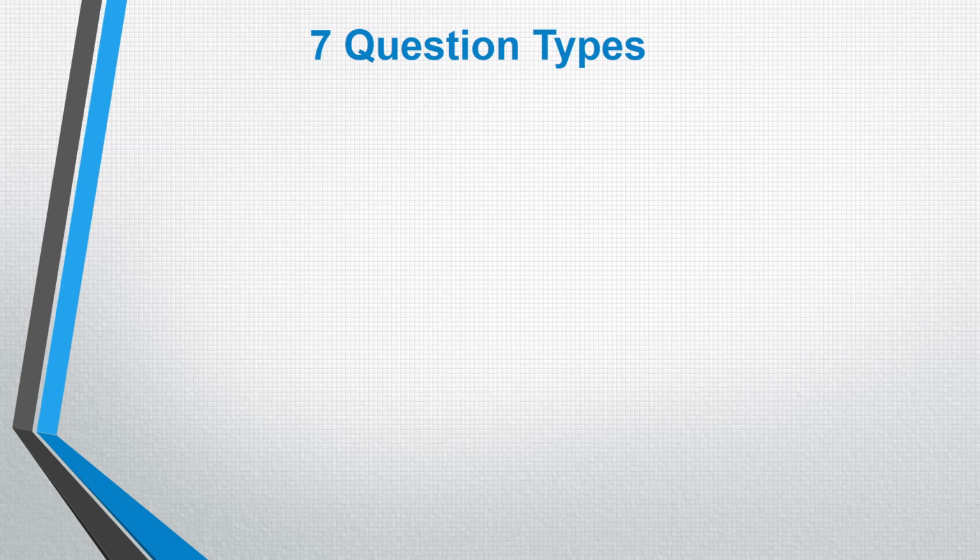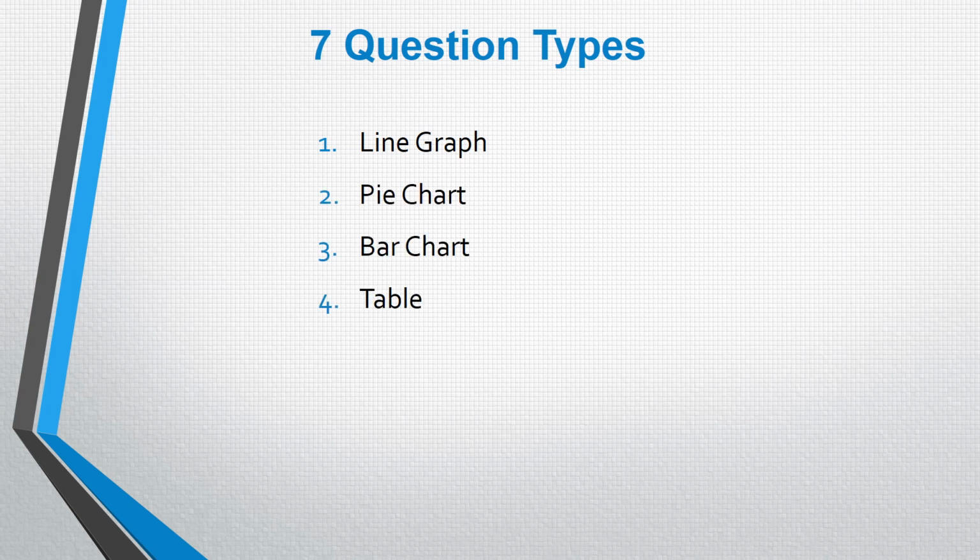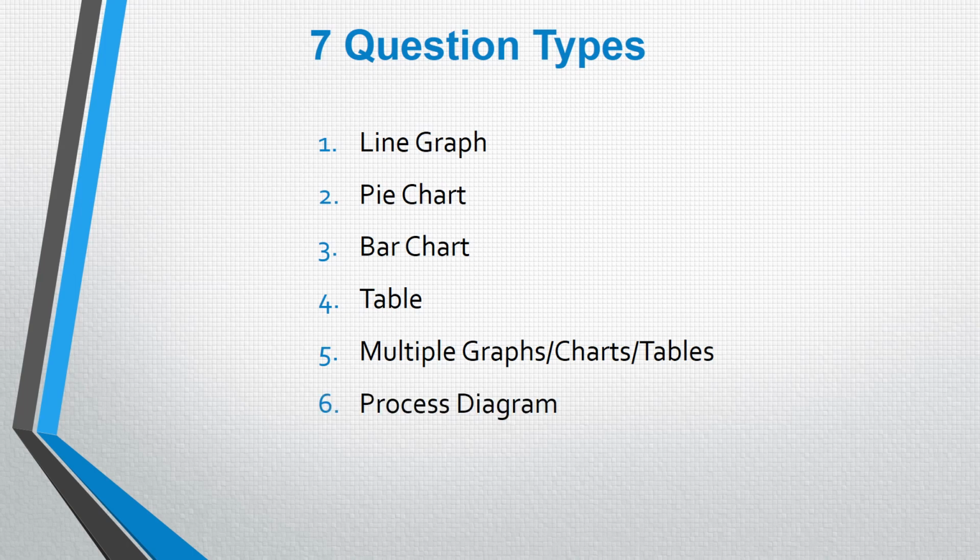Here are the 7 different question types that you may face. You may be given a line graph to summarize, a pie chart, a bar chart, a table, or a combination of 2 or more graphs, charts, or tables. You may also receive a process diagram to summarize or a map to summarize. You could get any of these different question types, so it's important that you prepare thoroughly for each one. This series of videos will of course cover all of these.